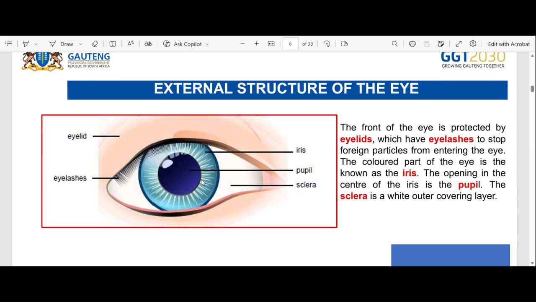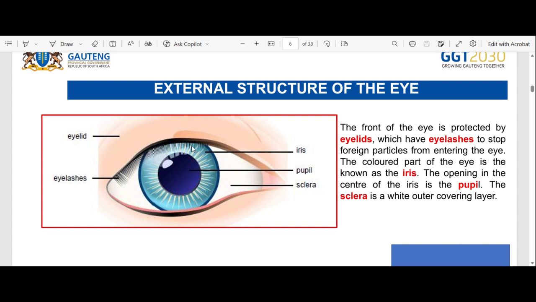Let's continue. What else do you see when you look at the front view of the eye, the external structure of the eye? You see the pigmented part here called the iris, right? So this is the pigmented part. So what's the function of this iris? So the function of the iris is that it absorbs the light, right? It absorbs light in order to prevent internal reflection of light, right? That's the first function of the iris.